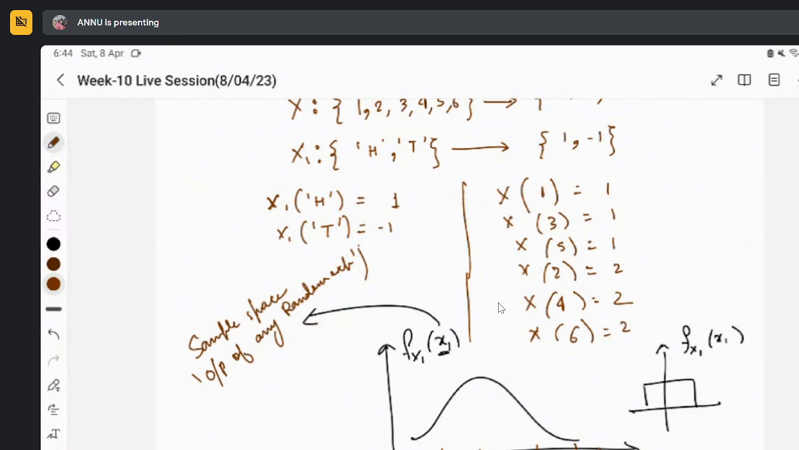Using this explanation, have you gotten clear about how the random variable is called a function? I want to know from all of you.